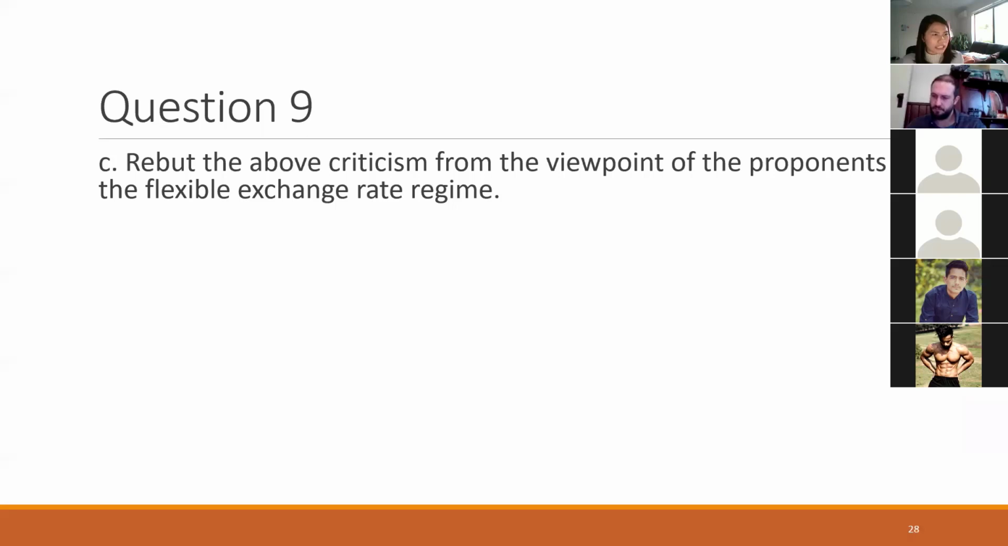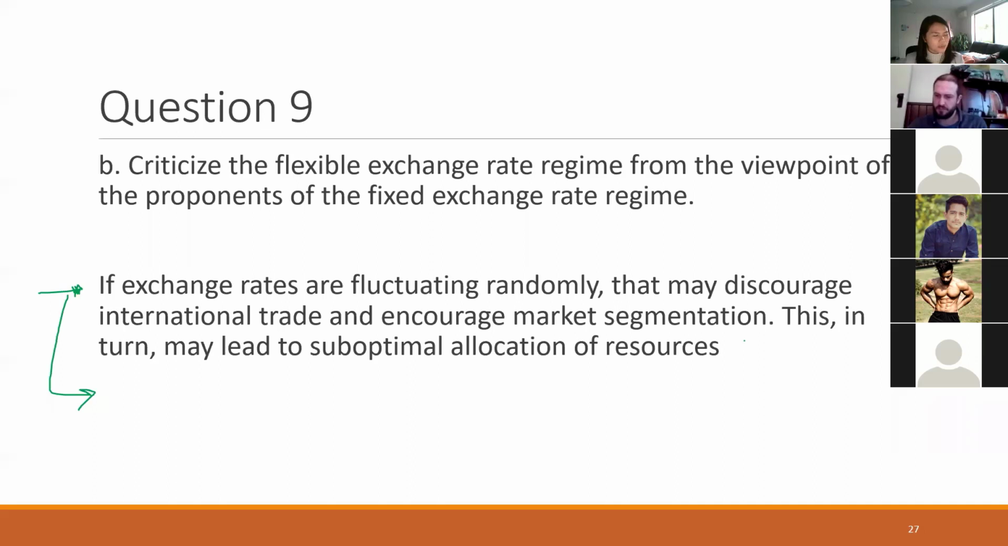So how do you argue against it? What does suboptimal allocation of resources mean? Suboptimal means it's less than desirable, right? So optimal is the best scenario and suboptimal is less than the best. So does it mean that the resources allocated are not up to the mark? Yeah, so what it means is when it's volatile, people don't trade too much, and therefore it leads to a suboptimal level of trade in this context.